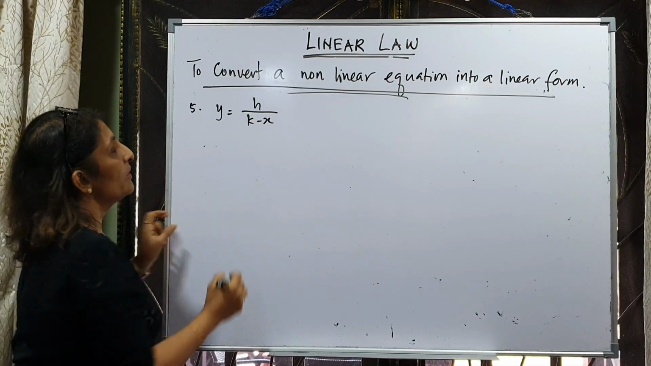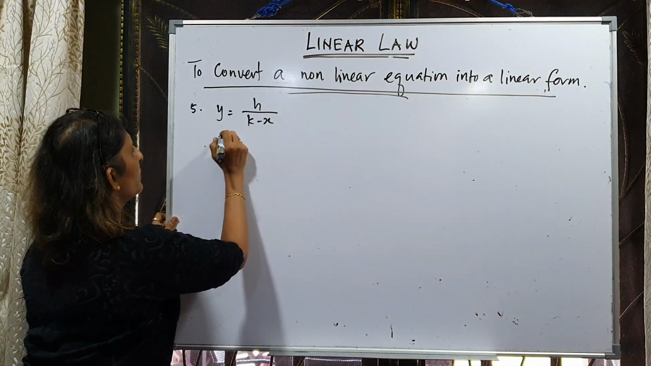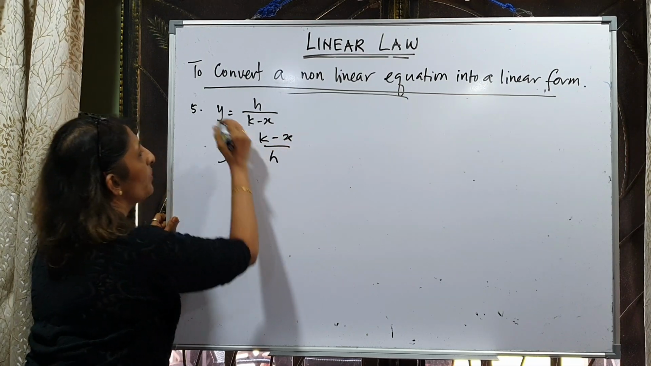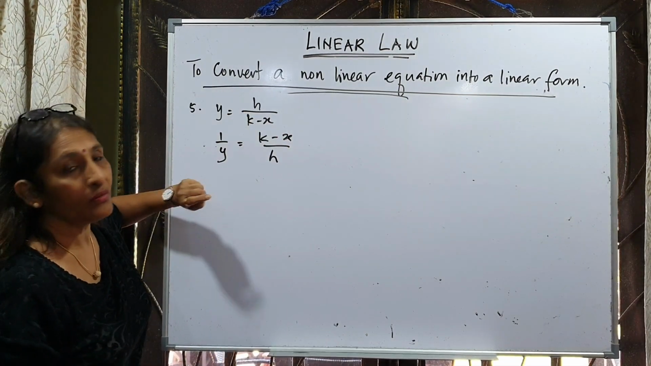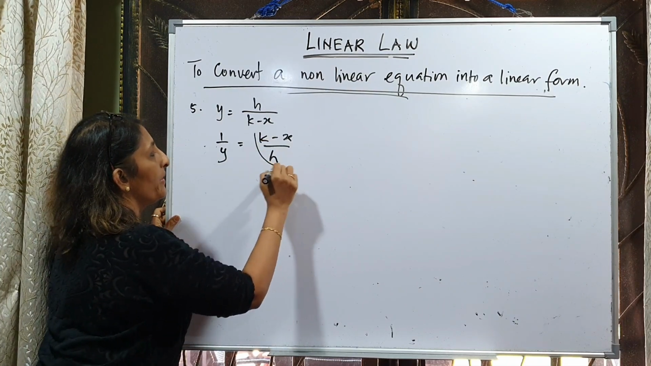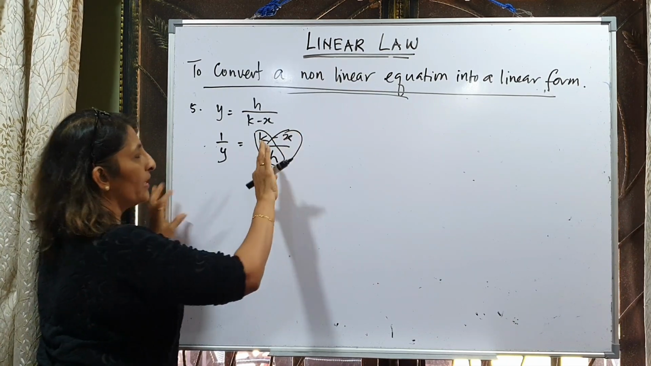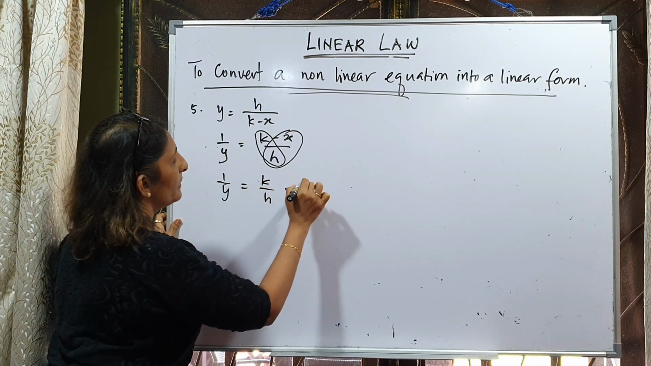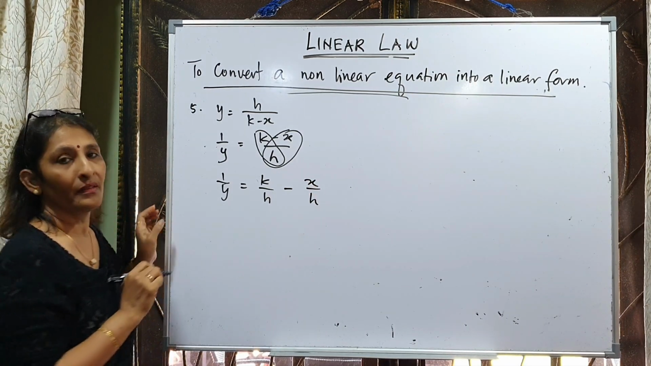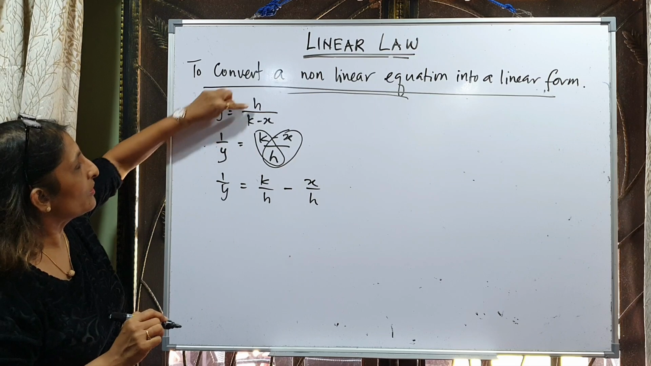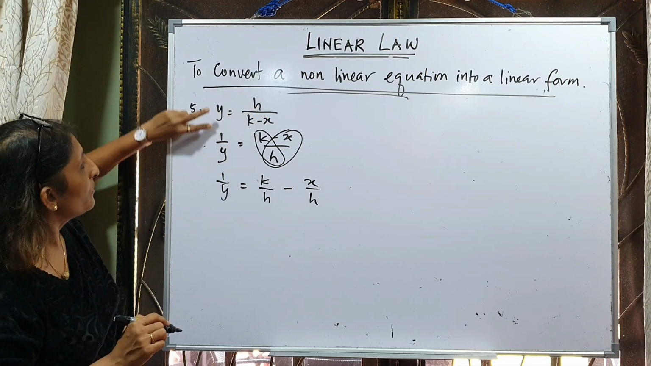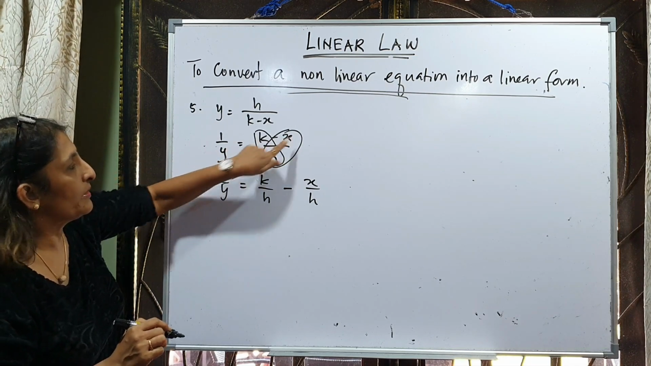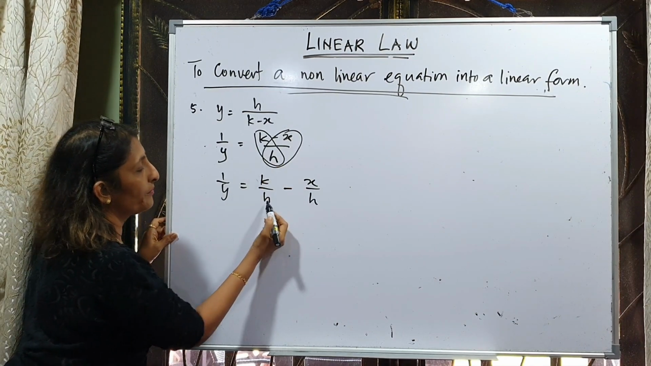So what we do, we switch both sides, we reciprocal both sides first. 1 over y equals k minus x over h. We flip them both upside down because now I can separate this and this. These two can be separated. So we get 1 over y equals k over h minus x over h. You see that? Because this way you cannot separate, so we turn it over, flip it over. Now this can be separated because of the same denominator.